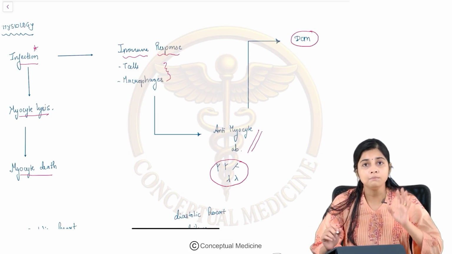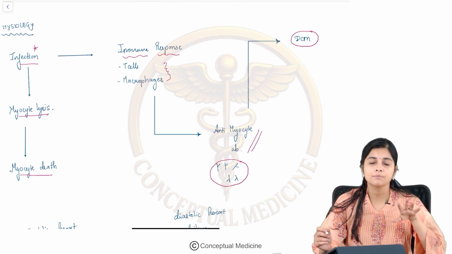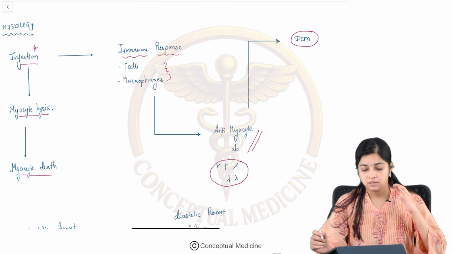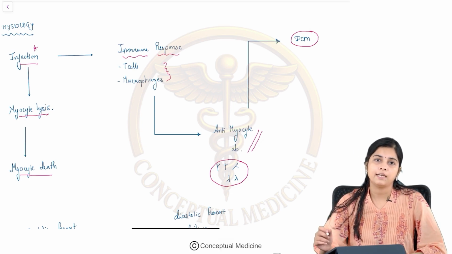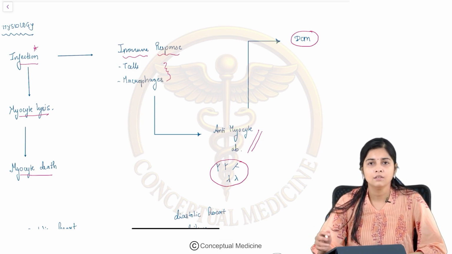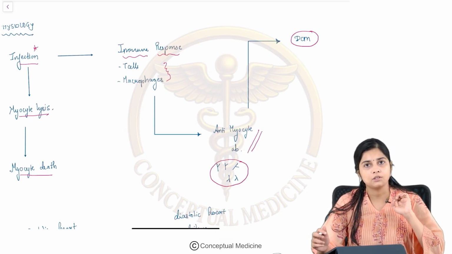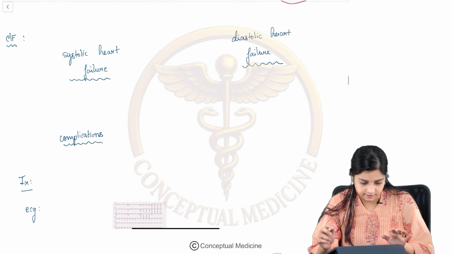Okay. So the infection causes myocyte lysis. This triggers the immune response. The immune response mainly aims at fighting the infection. However, as a consequence of that, there is also production of anti-myocyte antibodies and myocyte death. So in total, over the course of time, this results in dilated cardiomyopathy. Okay. Now let us look at the clinical features of DCM.